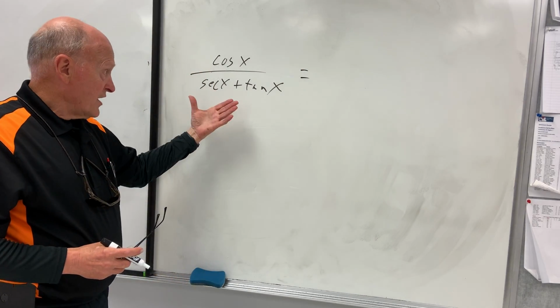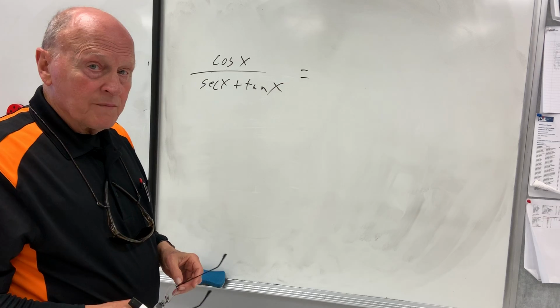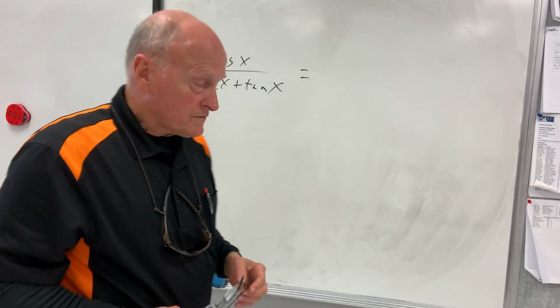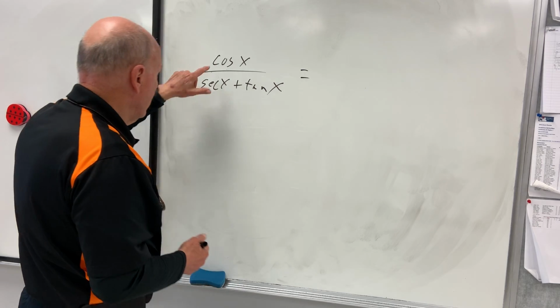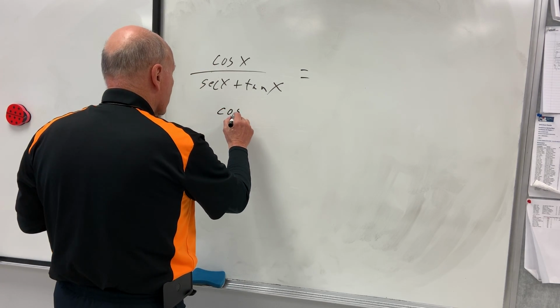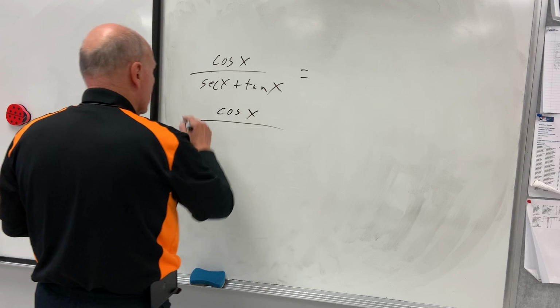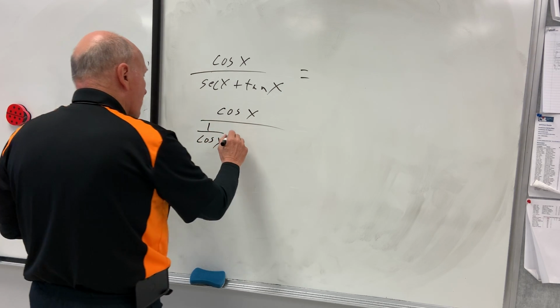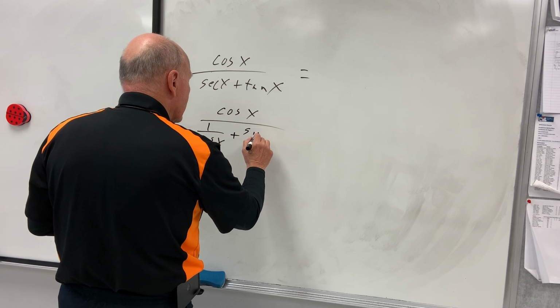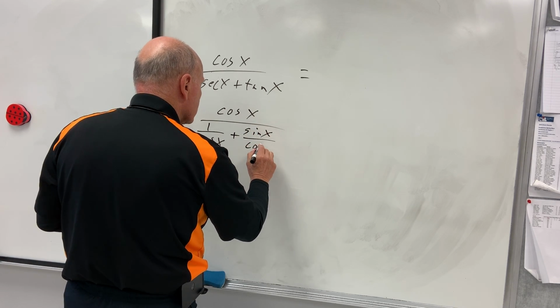Now, I'll look at it and see if anything jumps out at me. Nothing jumps out at me. So I'm going to change all this to sine and cosine and simplify. Cosine, well, that's already in sine and cosine. Secant, we know that secant is 1 over cosine. And we know that tan is sine over cosine.